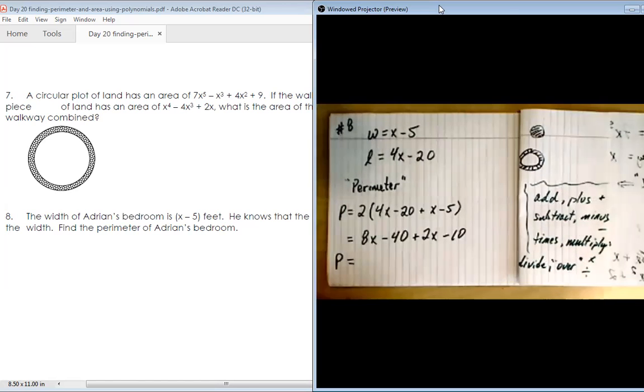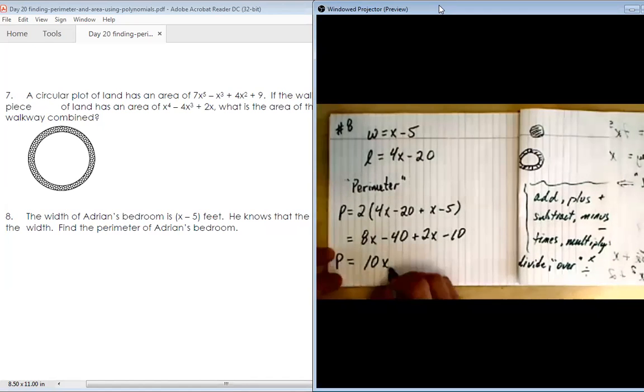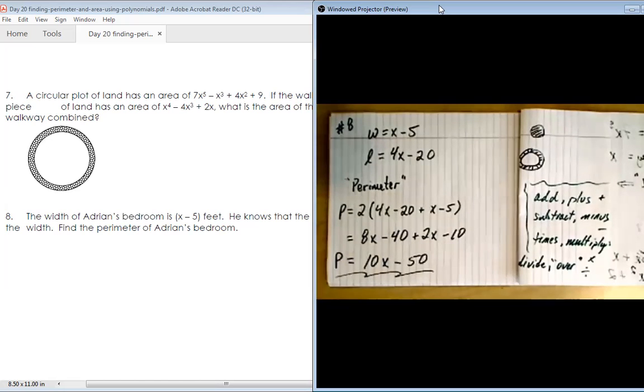What do we got for the x's, good people? 10x. Yeah, indeed. And the other one? Minus 30. Ah, so zoom, be careful there. No, it is minus. You're down 40, then you're down another 10. Oh, 50. Okay. Perimeter is at 10x minus 50. Very good.